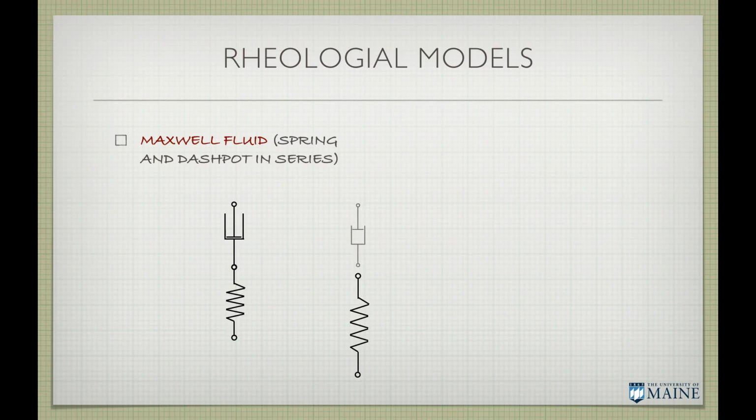So I have my spring and my dashpot. I've applied the load, and at time 0, that spring instantaneously moves. The dashpot, nothing happens. Over time, this thing will change. So the total deflection is the deflection of the dashpot, which is a function of time, and the deflection of the spring, which is a constant value.